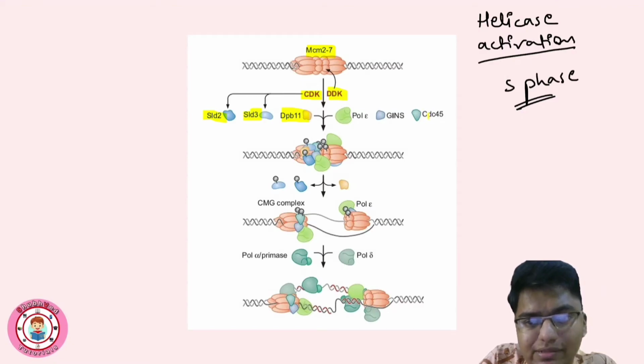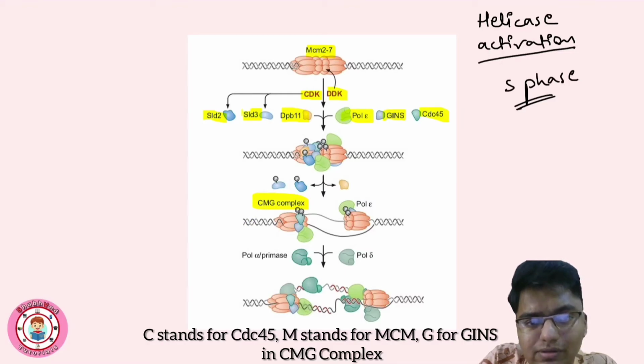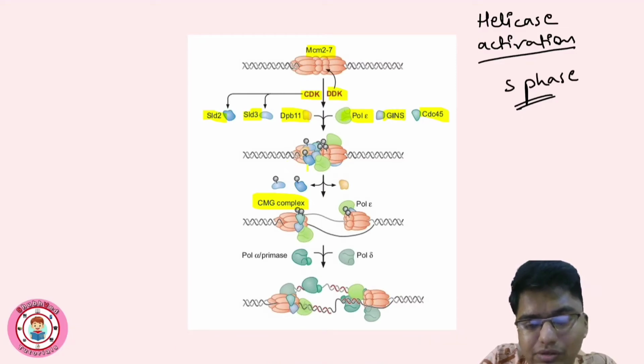The next proteins are CDC45, GINS, and polymerase epsilon. We know polymerase epsilon is for the leading strand. CDC45 and GINS are very important, and they form a complex known as the CMG complex. Why CMG? Because SLD2, SLD3, and DPP11 are released. Their work is to recruit these other proteins. The function is to recruit the other proteins.